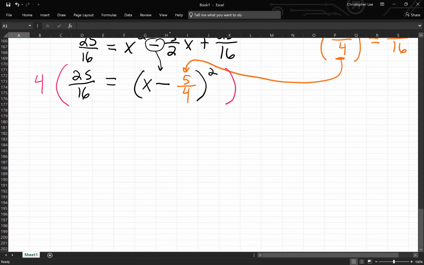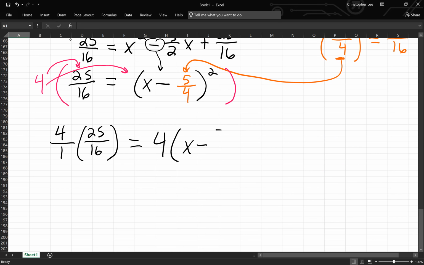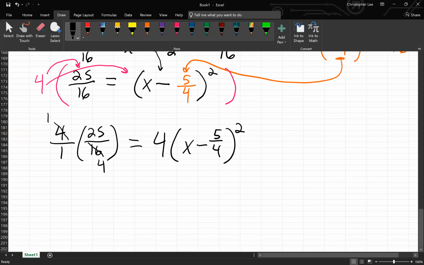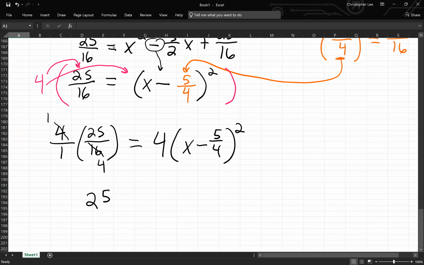So now what do I have? Wait, let me change my color. 1 second. I have 4 over 1 times 25 over 16 is equal to 4 times x minus 5 over 4 squared, right? After that, we're going to simplify this. I'm going to do some tricky stuff because I'm not too good at math like y'all. So 4 goes into 4 ones, 4 goes into 16 4 times. So what do I have now? I have 25 over 4 is equal to 4 times x minus 5 over 4 squared, right?